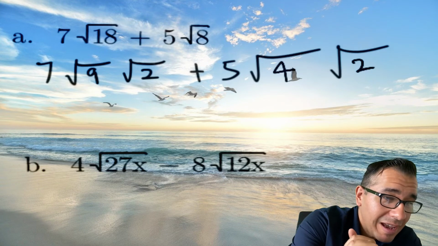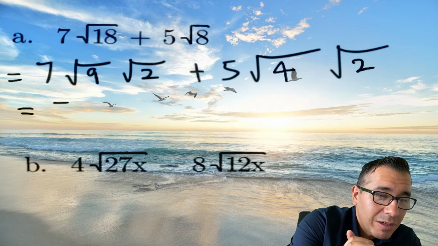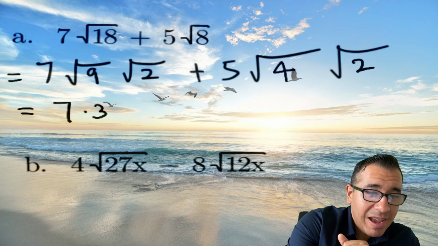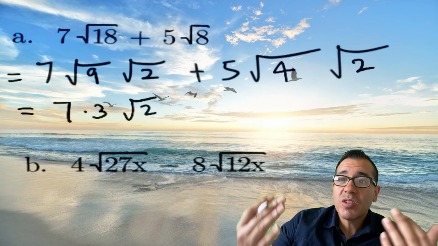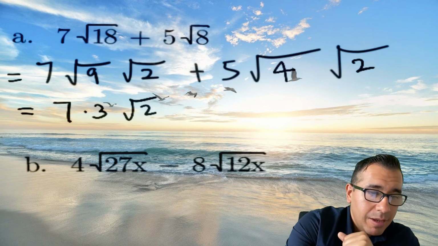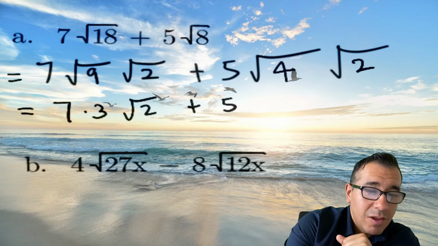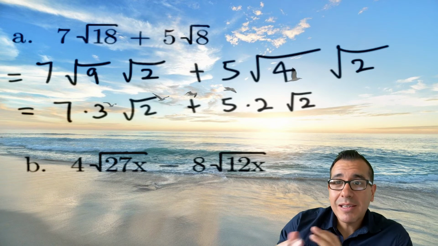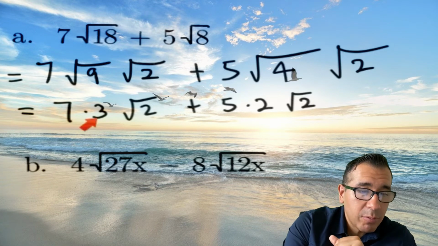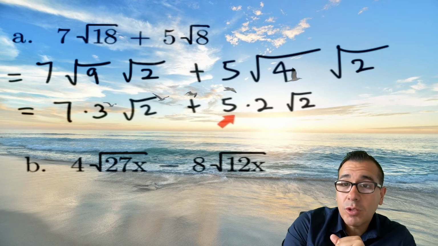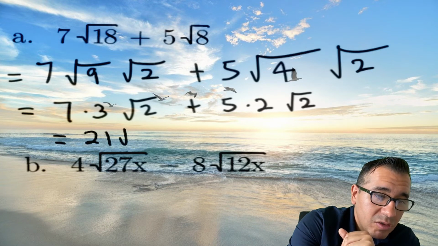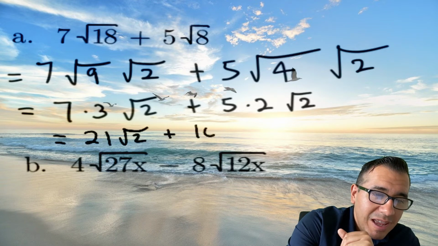So let's go ahead and simplify this. So you're left with 7. We know the square root of 9 is just 3. And the square root of 2, we don't know, so we just drop it on down. Perfect. All right. Plus 5, the square root of 4, we know that's just 2. And then we drop down the square root of 2. All right. So let's clean this up. Let's go ahead and do the multiplication, right? So we're going to multiply the 7 times the 3, and we're going to multiply the 5 times the 2. So cleaning things up, we're left with 21 square root of 2 plus 10 square root of 2.